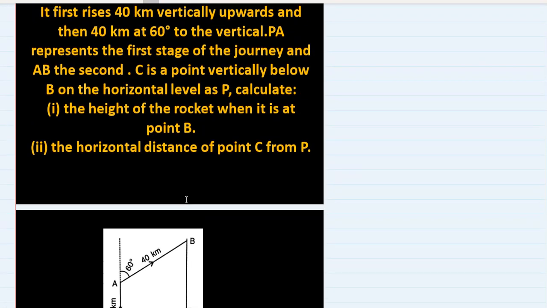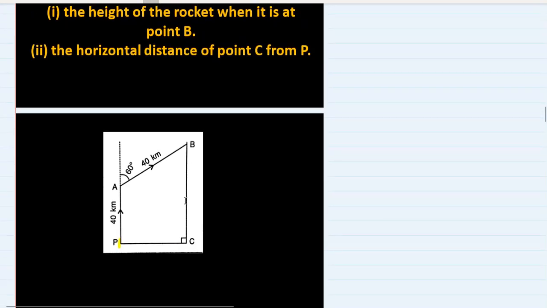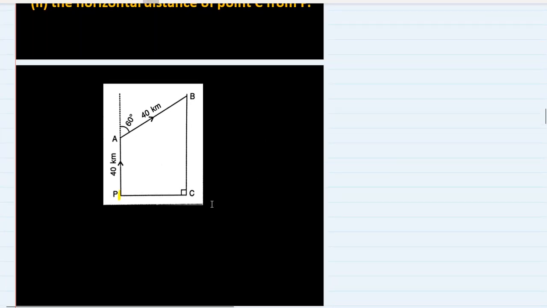Calculate the height of the rocket when it is at point B. Okay, so we have to find BC and the horizontal distance of point C from point P. Great. So for this we have to do one small construction. We have to draw AD parallel to the ground. So I will write over here, draw AD parallel to PC.